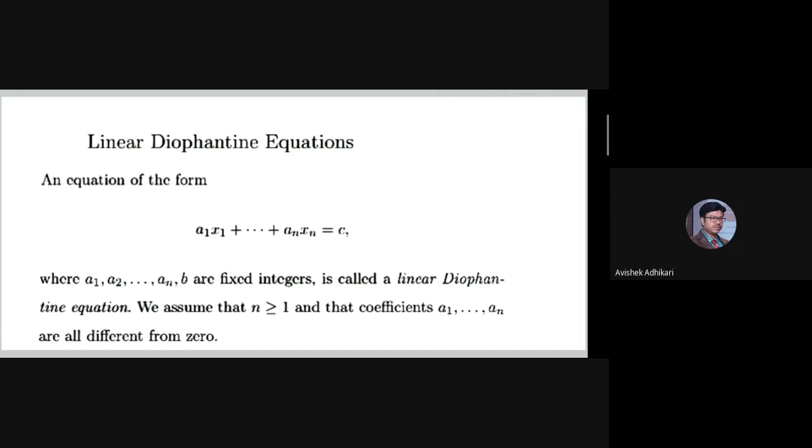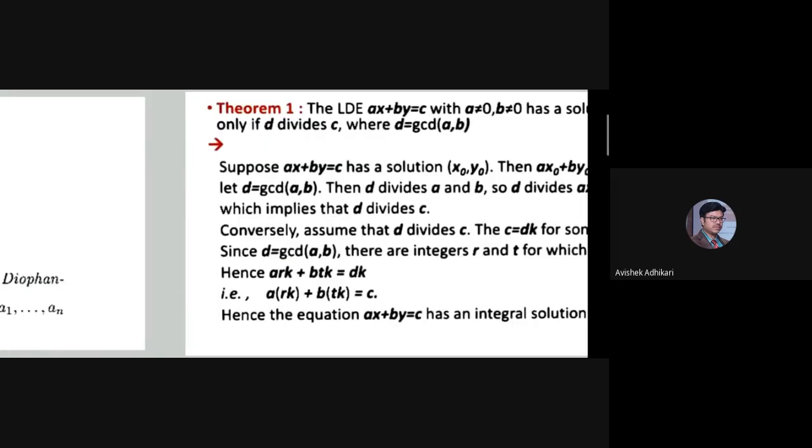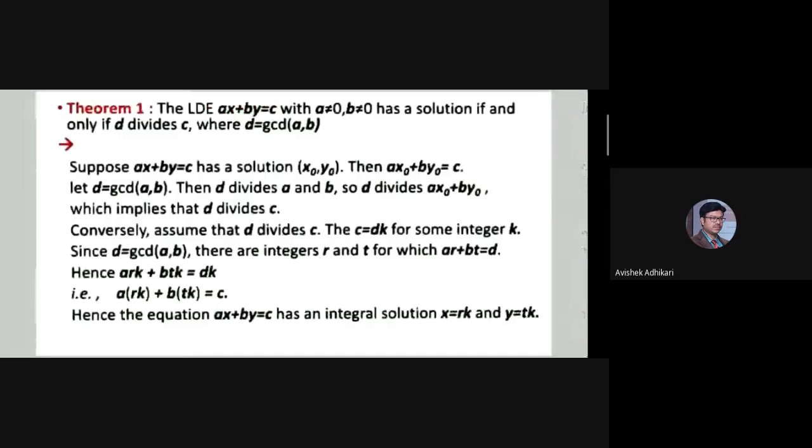So comes the first theorem, which says that a linear Diophantine equation in two variables, say x and y, with the coefficients a and b not zero, has a solution if and only if the GCD of the coefficients of the variables divides c. It is a very routine, easy proof. Let ax plus by equals c have a solution x naught, y naught.